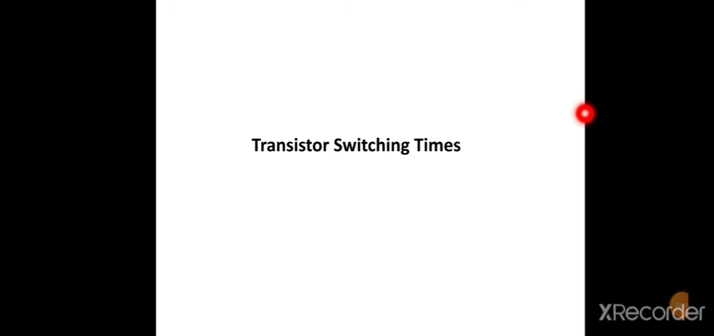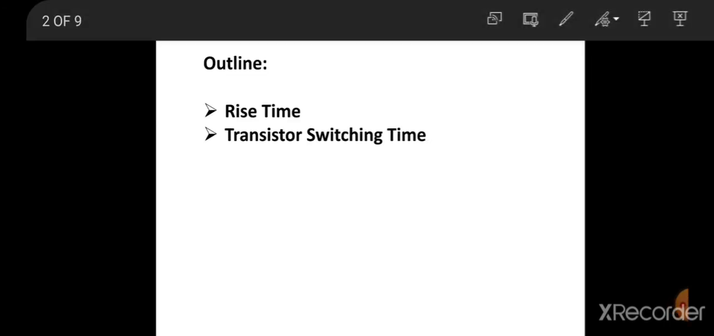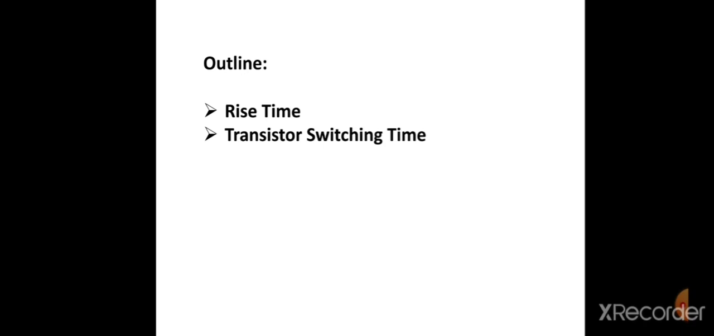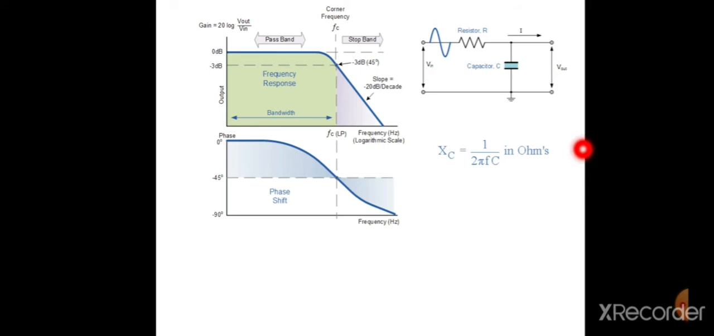Here we are going to see about transistor switching times. These are the outlines we have to see: rise time and transistor switching time. In this, we have to see the frequency response diagram, phase shift diagram and capacitor resistance diagram. Here, the formula we obtained is Xc equal to 1 by 2 pi Fc ohm.